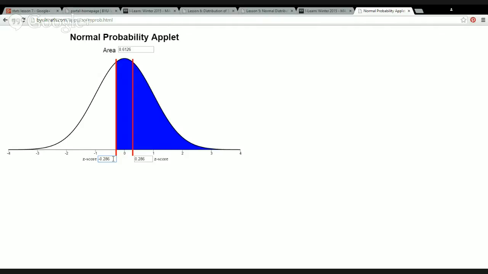So what was the area then? When I shade in the middle and the area to the right, it's 0.9979.